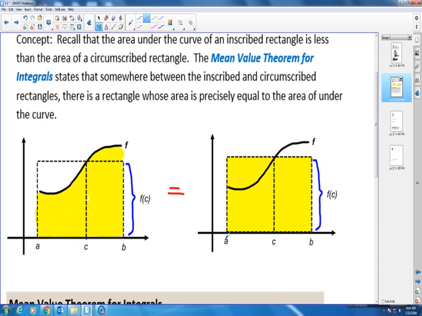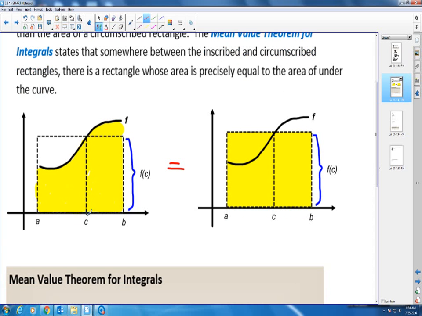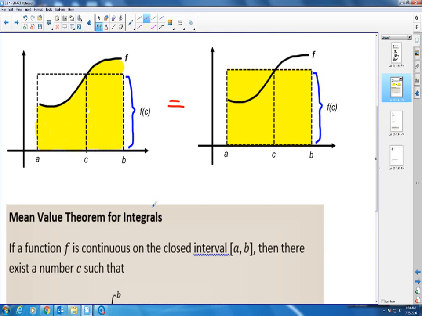So circumscribed. This is a circumscribed rectangle. This is more like an inscribed rectangle here. Eventually these two areas will be equal to each other if I can pick this number c. So the height will be f of c.